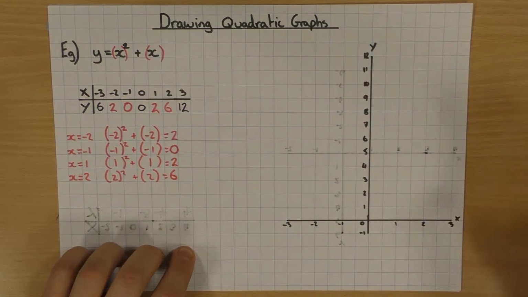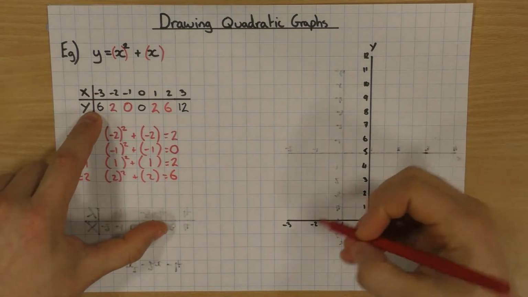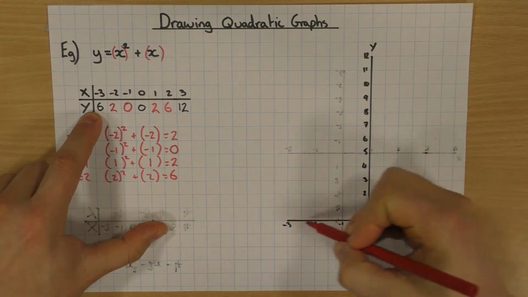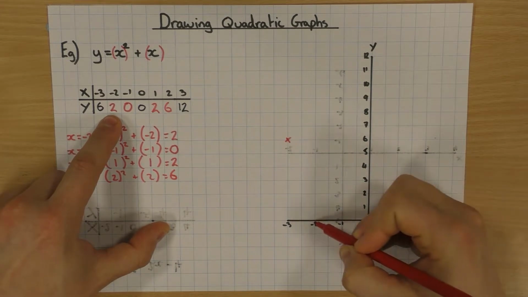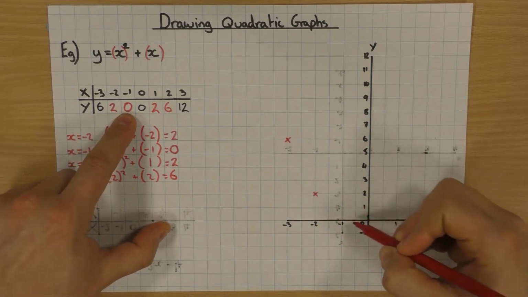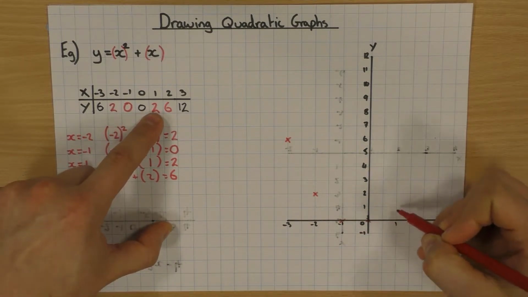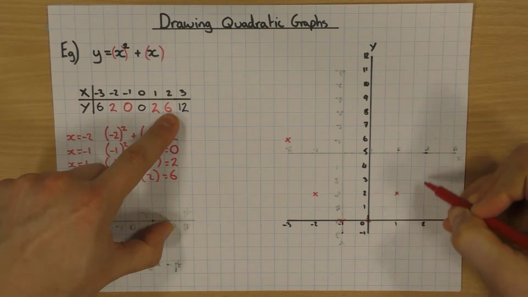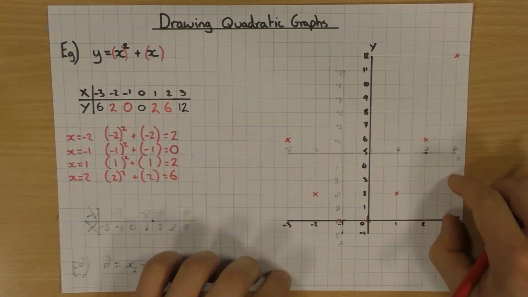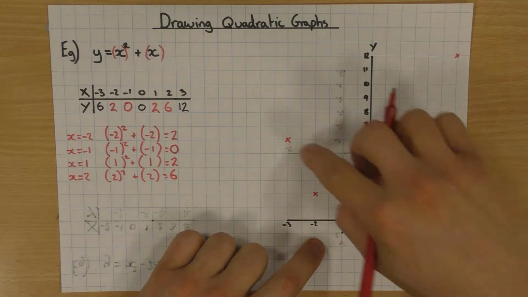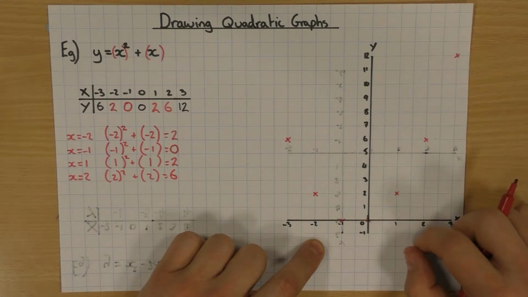Okay, then all we're going to do is plot this. So when x is minus 3, y is 6. So along the corridor to minus 3 and up to 6. Minus 2 and then 2. Minus 1 and 0, 0 and 0, 1 and 2, 2 and 6, and 3 and 12. So you might have noticed there that they're the same, they're the same, they're the same, because with an x squared, you'll always have a curve.